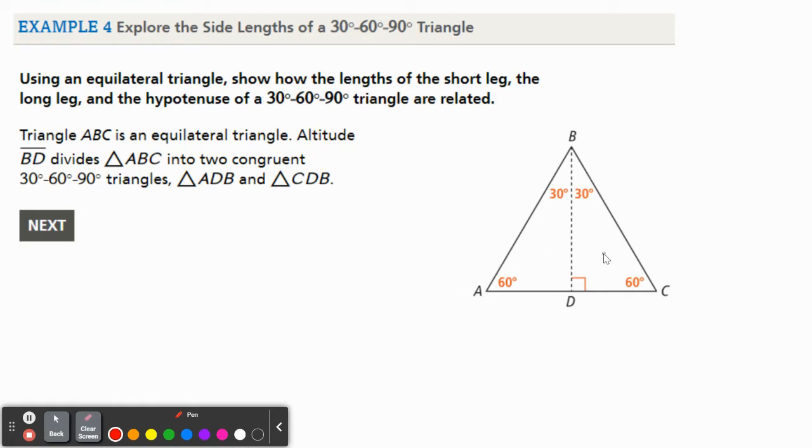Okay, so here's what we're going to do, right? In triangle ABC, we know that all the angles are 60 degrees. All angles are 60. It is equilateral, okay? So we know that angle ABC is being bisected by that BD, right? So we know that this is 30 and 30. So that's how we get the 30, 60, 90 triangle, right? Okay. So good. So I'm going to look at this triangle on the left, ABD, okay?